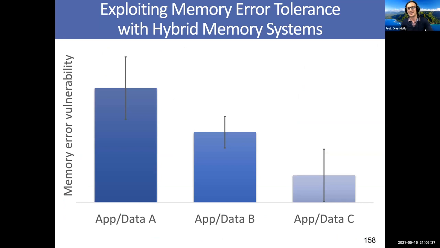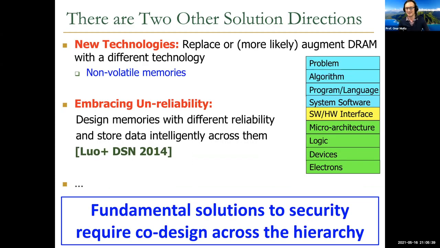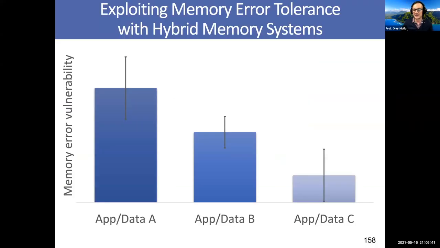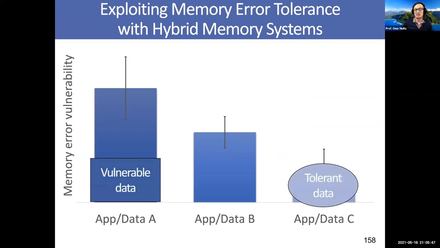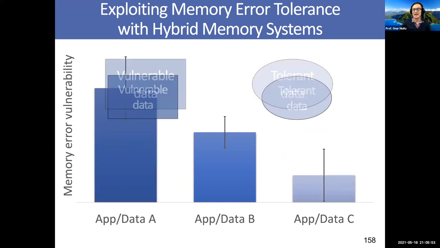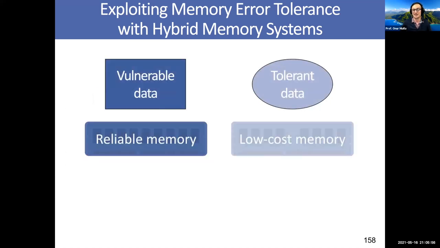Okay, very quickly, this embracing unreliability while we're at it. Applications have different tolerance to errors. Data have different tolerance to errors. And the idea here is basically figure out what is vulnerable and what is tolerant, or what is security critical and what is not security critical, and map it to different devices. Reliable memory will not have RowHammer-like issues. Low-cost memory will have RowHammer-like issues, but maybe a lot of your data is tolerant, in machine learning workloads, for example.